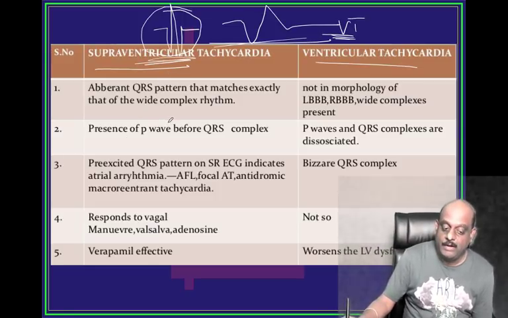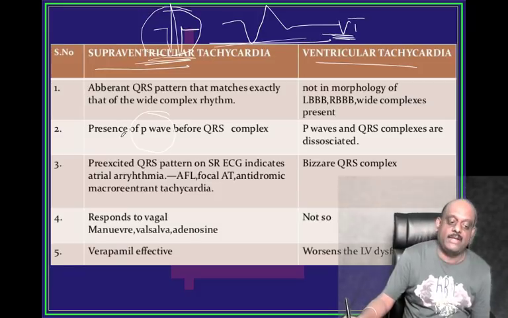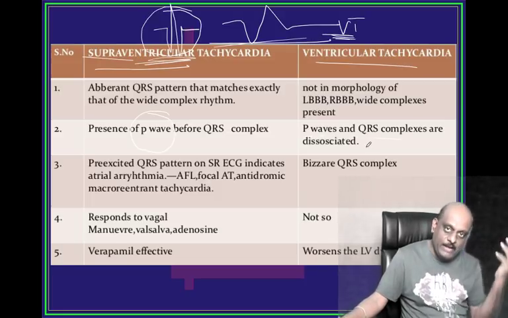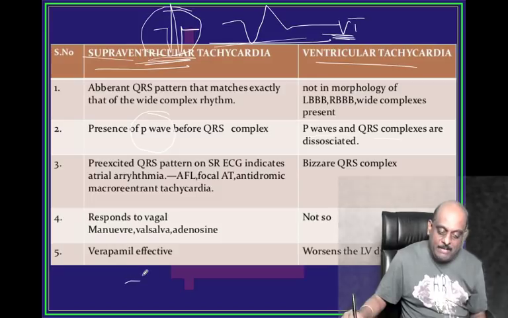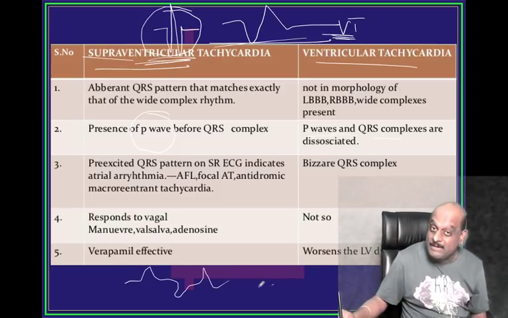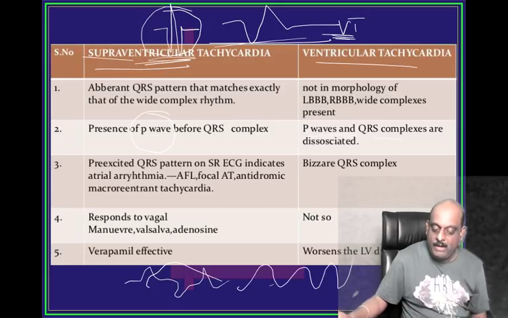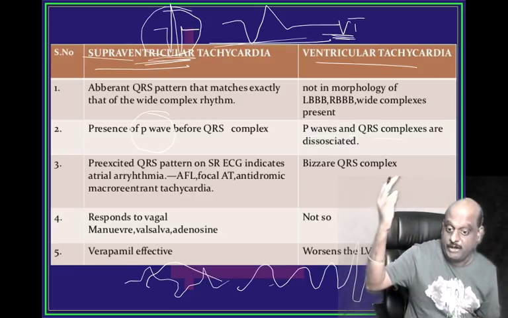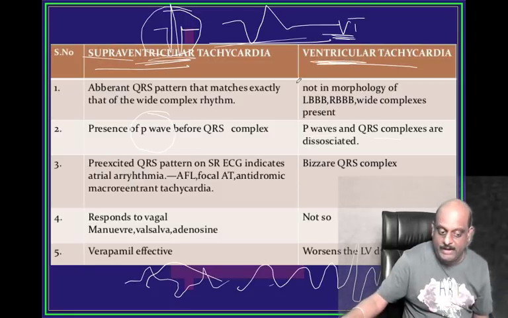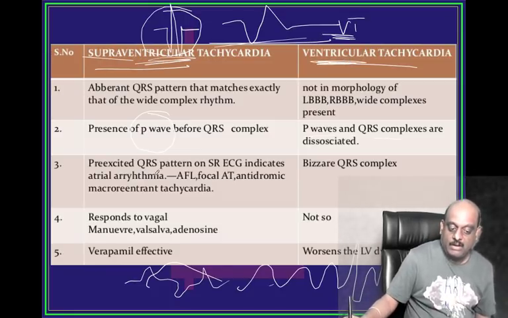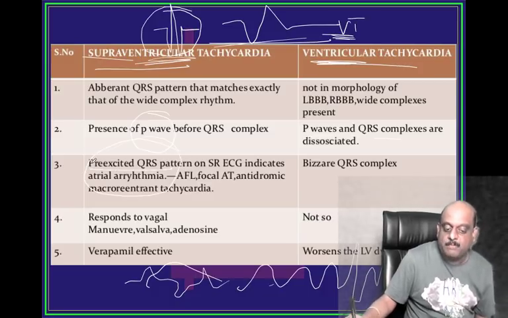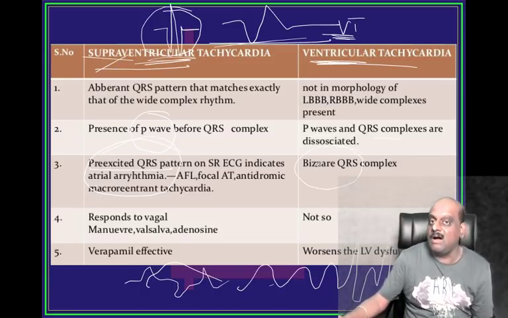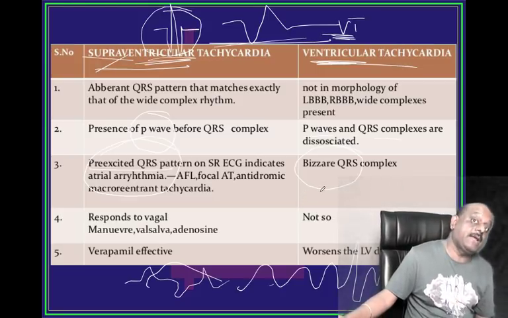If there is a P wave before each QRS, then it is supraventricular. If the QRS comes at its own rate and the P wave comes at its own rate, with no P before the QRS, P, P, P, QRS, QRS, P, QRS, P, P, P, then that is dissociation, and that is more likely to be ventricular tachycardia. Similarly, if there is a pre-excited QRS pattern, that is supraventricular, whereas a bizarre QRS pattern suggests VT. So what is going to make a pre-excited QRS pattern?